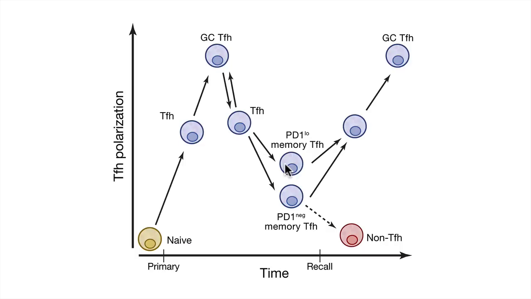So, while it was controversial about whether or not there were memory TFH, there's very good data both in mouse and man that antigen-specific memory TFH cells exist. Those cells can be long-lived. Those cells can be, in the mouse model, adoptively transferred from one animal to another and retain their TFH characteristics and become TFH again upon reactivation and preferentially drive germinal center development after reactivation.